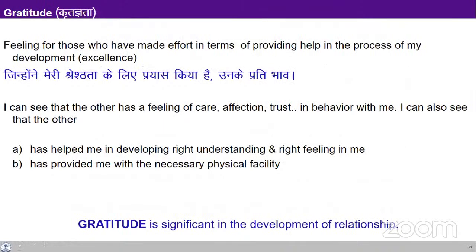Gratitude, it's the feeling for those who have made effort in terms of providing help in the process of my development. It is a significant feeling in the development of relationship. We can see many people in our life. They have helped me in developing my right understanding and right feeling. When I think about my teachers, my parents, many people, they may have worked for my right understanding and right feeling in me. They have provided me the necessary physical facilities. So this is the only feeling where we'll be able to see the role of a physical facility.